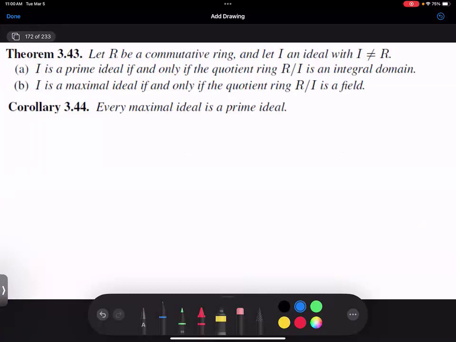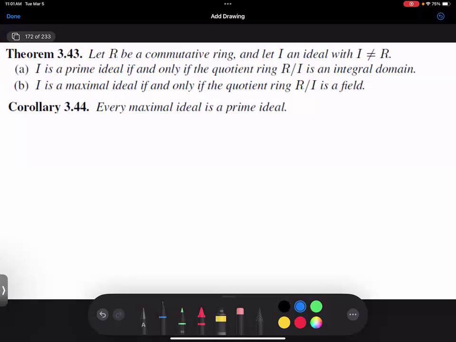We might want to study matrices, and unfortunately, when we lose commutativity, every definition we've had here is now out the books. So let R be a commutative ring and let I be an ideal where I does not equal R. Then I is a prime ideal if and only if the quotient ring R modded out by I is an integral domain. So what does it mean to be an integral domain?